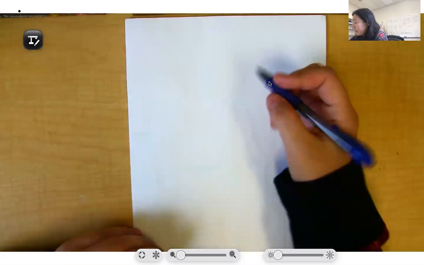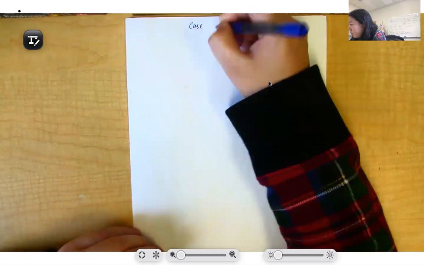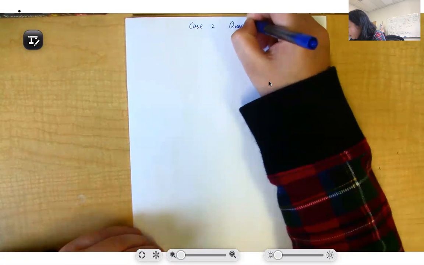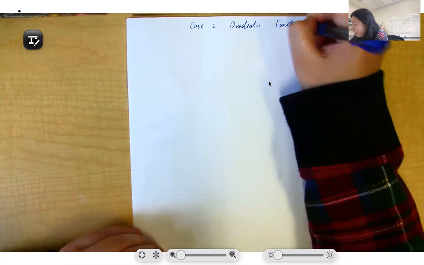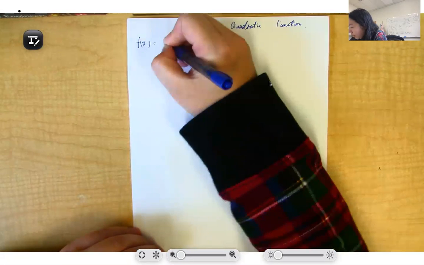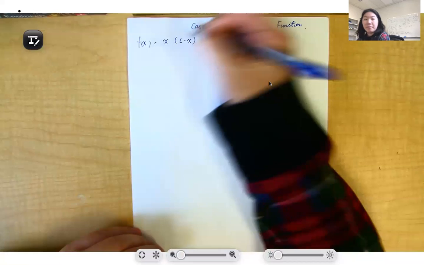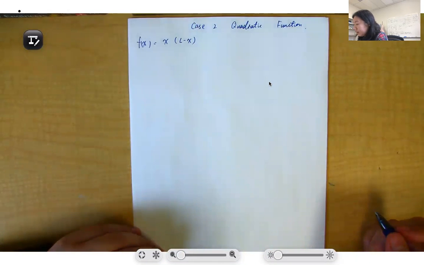Let's try another example for the continuous f(x) function using Fourier series expansion to represent our f(x). And this f(x) is not constant anymore. So for case 2, we will use a quadratic function where my f(x) is equal to x times (L minus x). Okay, so this is not constant anymore, it is a function of x.